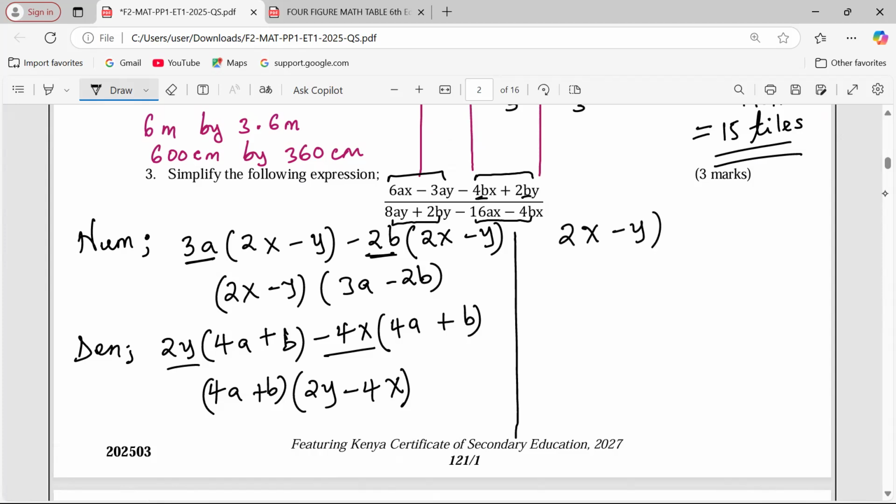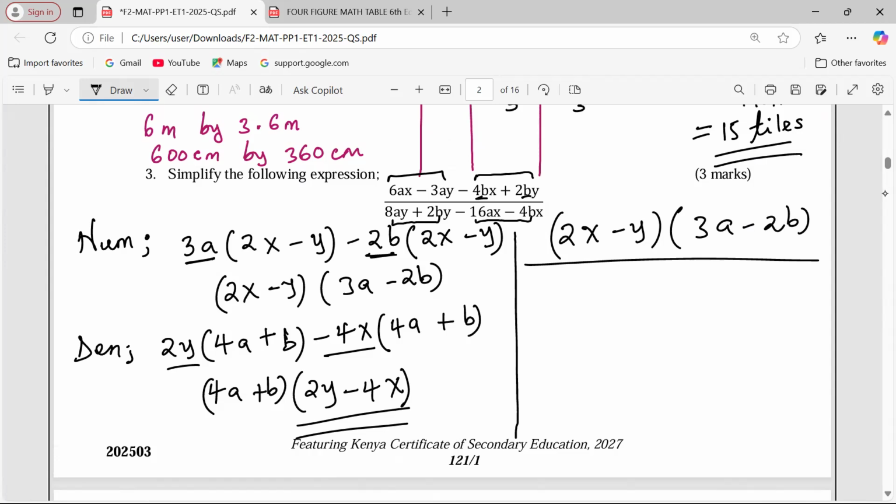minus y, 3a minus 2b out of, from the denominator. Allow me to begin with the second factor here, whereby a 2 can be factored out. We remain with y minus 2x. Then we are having 4a plus b that way.